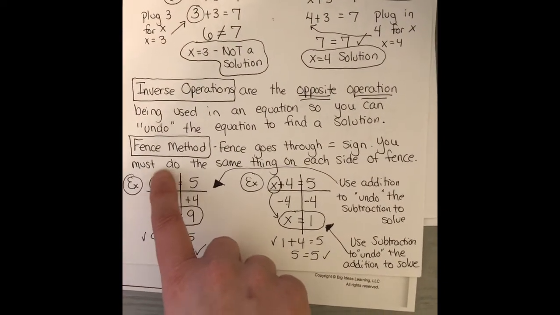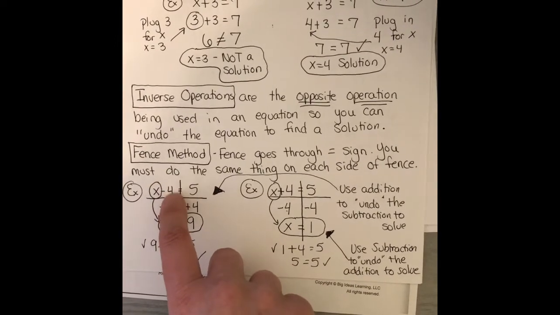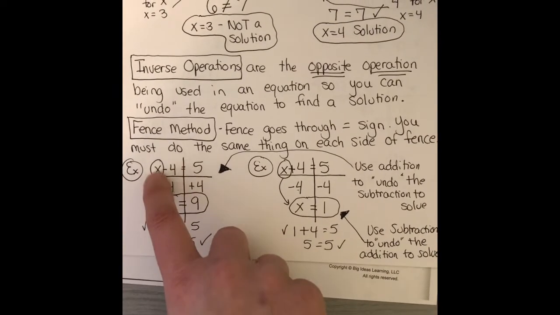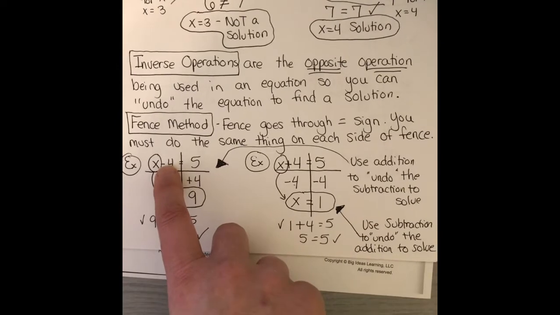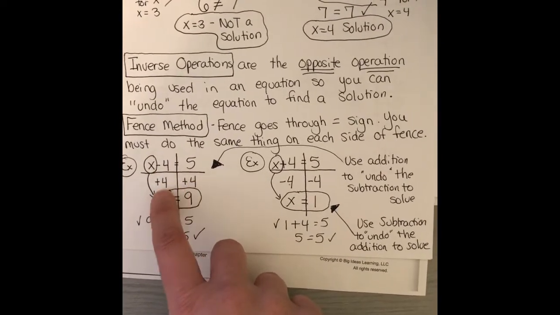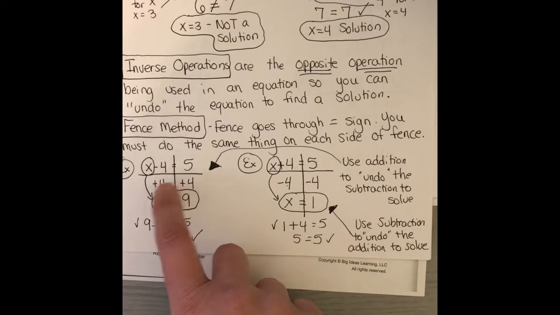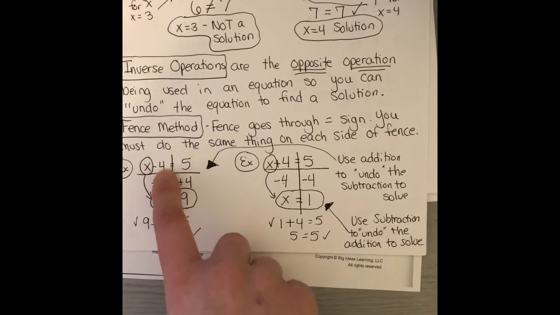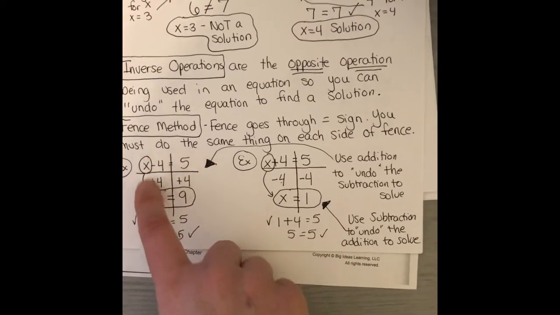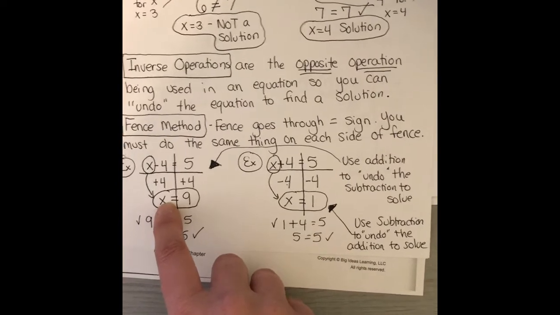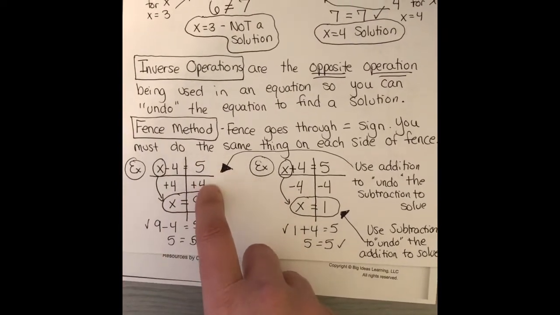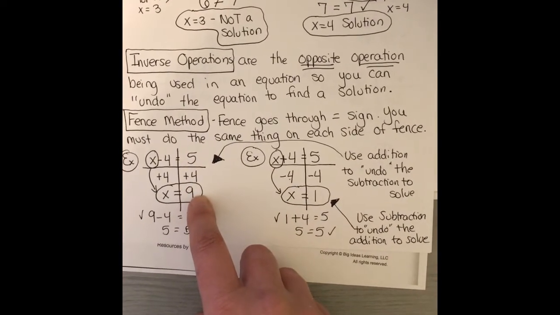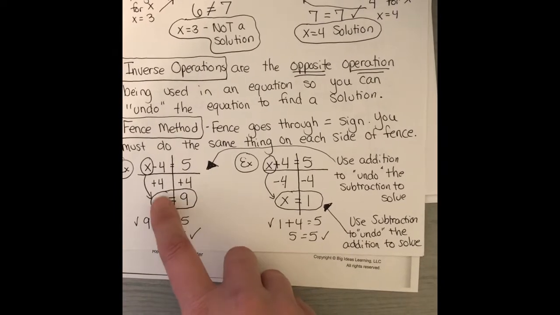And I circle my variable. And then I look at the operation next to the variable. So in this case, I have x minus 4. I'm circling the variable x, and I'm going to do the opposite of minus 4, which would be adding 4. And I have to do that to each side of the fence, each side of the equal sign. These are going to go away because that's a positive and a negative 4. Those equal out to 0. And I'm just left with my x on this side. And then I go ahead and add on this side of the equal sign. So I have 5 plus 4 is going to give me 9. So I solved the equation and got x equals 9.